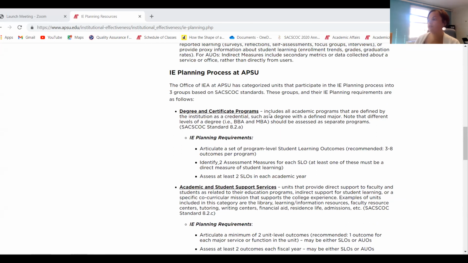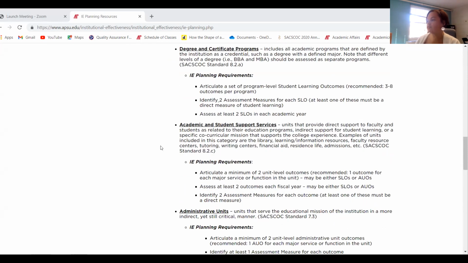So at Austin Peay, we have 3 different types of units that are governed by how SACSCOC defines units for institutional effectiveness. The first is degree and certificate programs. And the next 2 are the folks that were invited to this workshop today. One is academic and student support services, and the other is administrative units. So SACS gives you guidelines, but we get to decide who fits into which category.